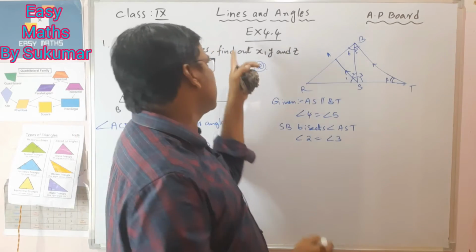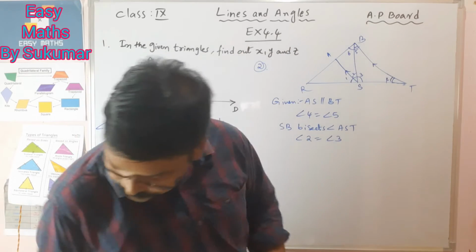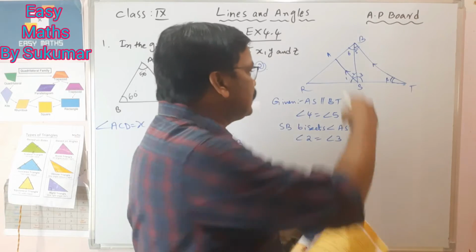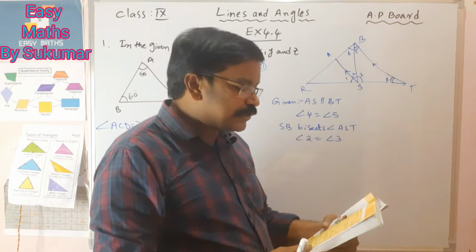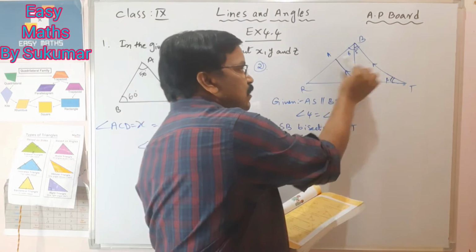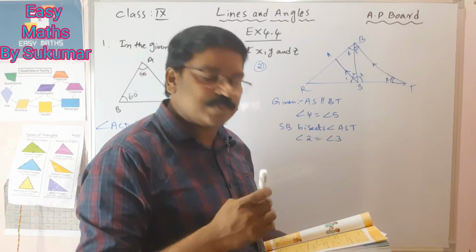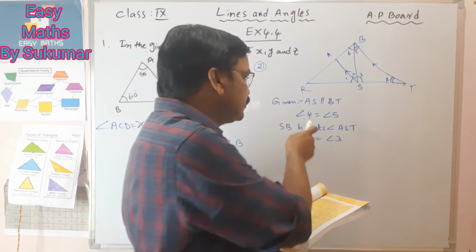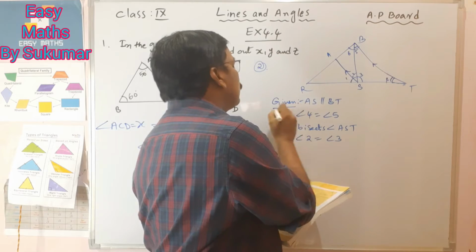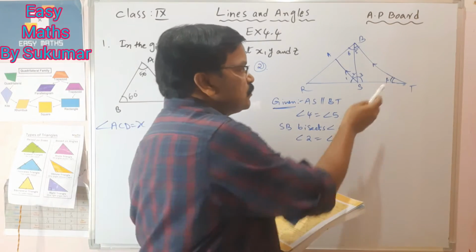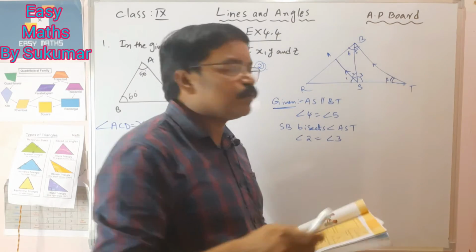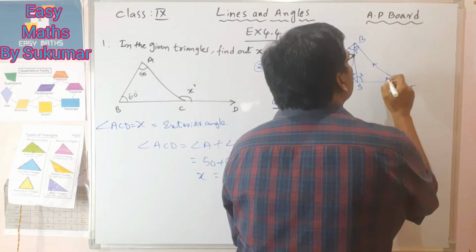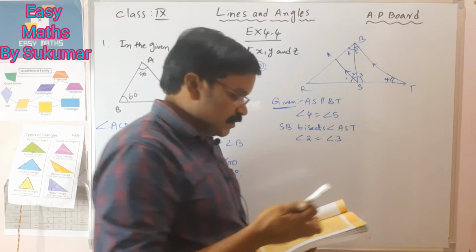Second question in this exercise 4.4. See, my dear students, here in this triangle BRT, AS is parallel to BT. And what is given here? Angle 4 is equal to angle 5. So that means this angle 4 and angle 5 are equal.